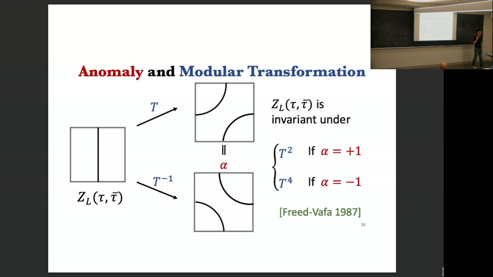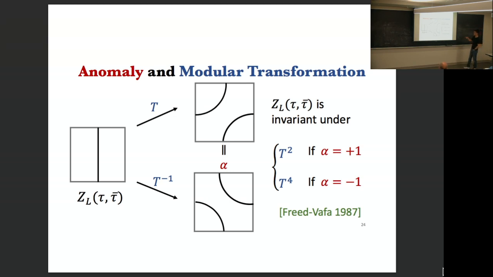Recall that the torus partition function without any topological defect line insertion has to be invariant under the full SL2Z modular transformation. In particular, it is invariant under the T transformation. And that just means that in a bosonic 1 plus 1 D CFT, all the local operators have integer spin, because the T transformation detects the spin of the operators.